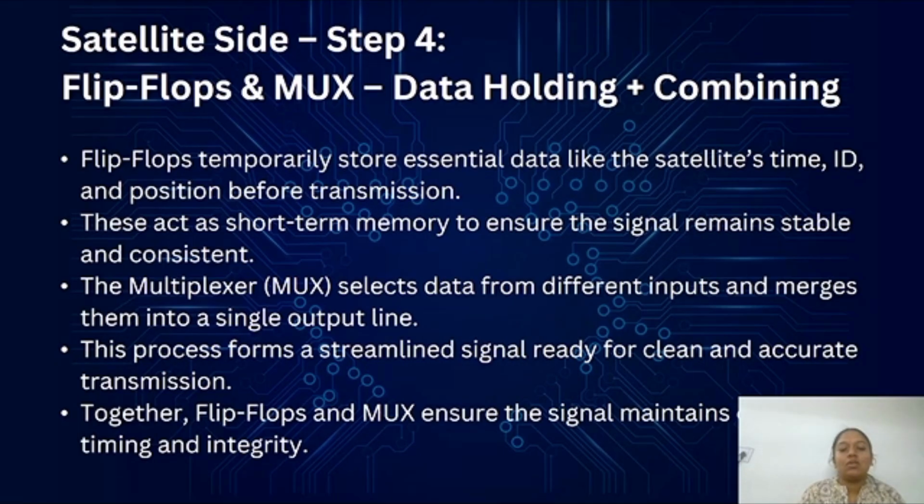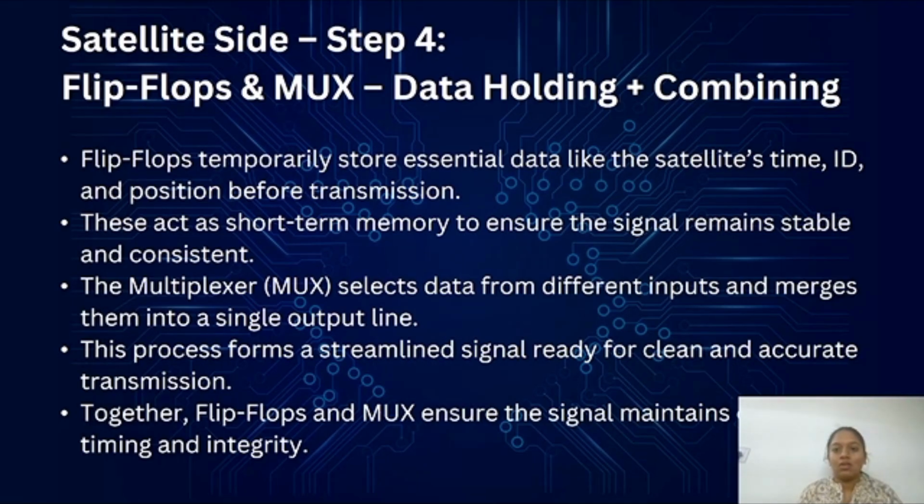Next is the multiplexer, which converts multiple data lines into a single line, just like a traffic signal that lets all vehicles pass through one by one. Together, the flip-flop and multiplexer organize the signal with proper timing so that the transmitter can send it to Earth without any glitches. So let's go ahead to step 5, the satellite transmitter sending the signal to Earth.